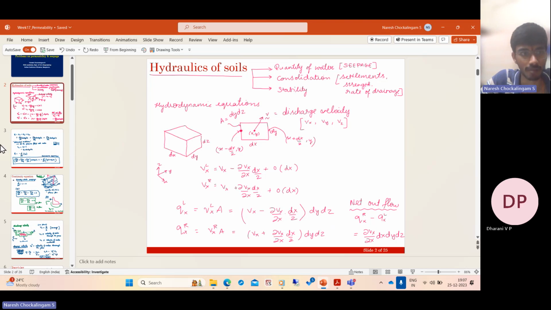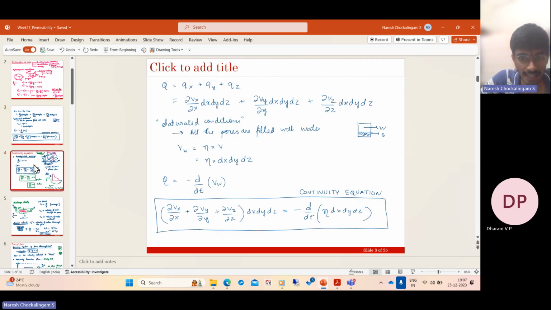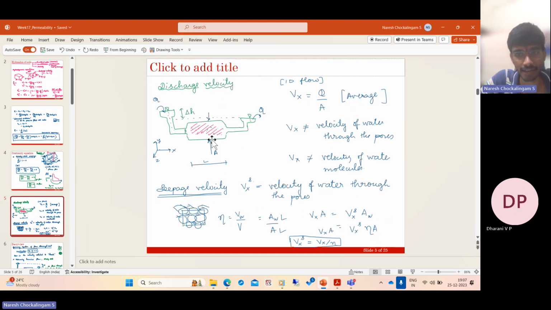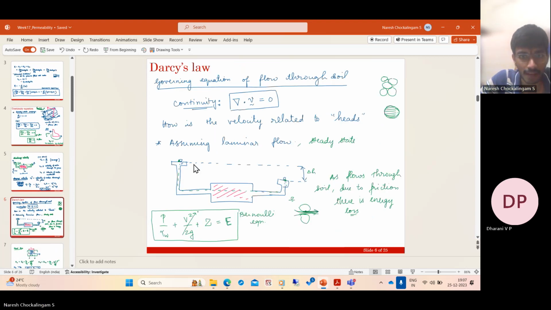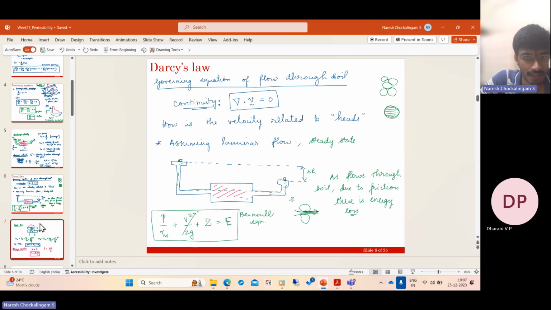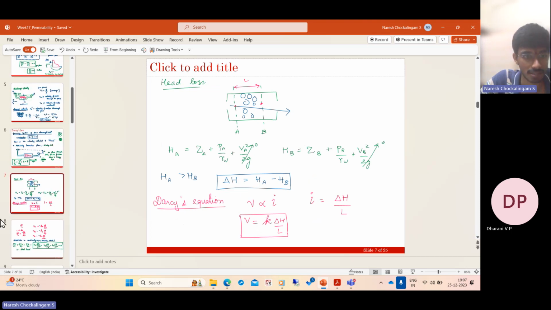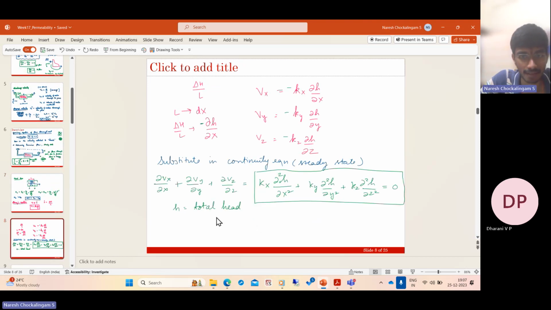we saw different types of problems arise. And then we derived the continuity equation, which is essentially the conservation of mass. And then we looked at Darcy's law, which relates the discharge velocity to the hydraulic gradient. Yeah, that is this. And then we derived the governing equation for seepage. So this is Darcy's equation. And then this is the continuity equation in general.